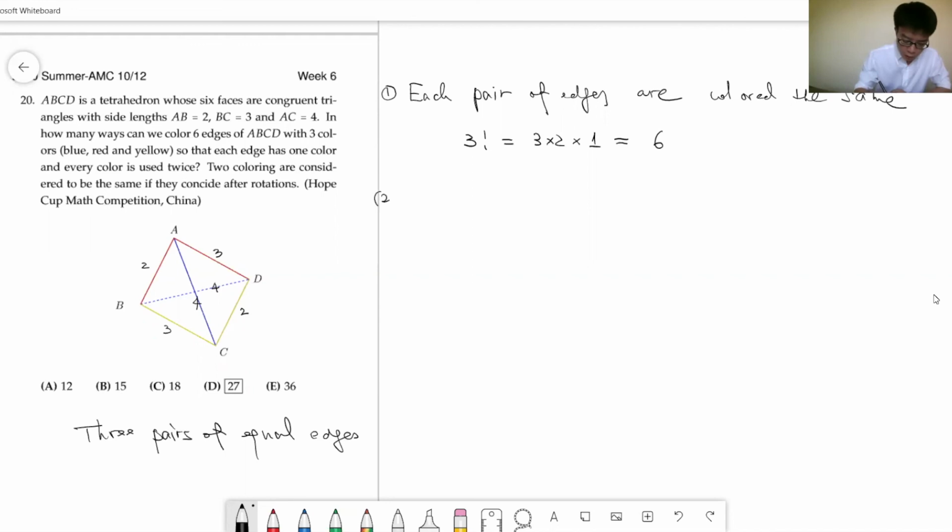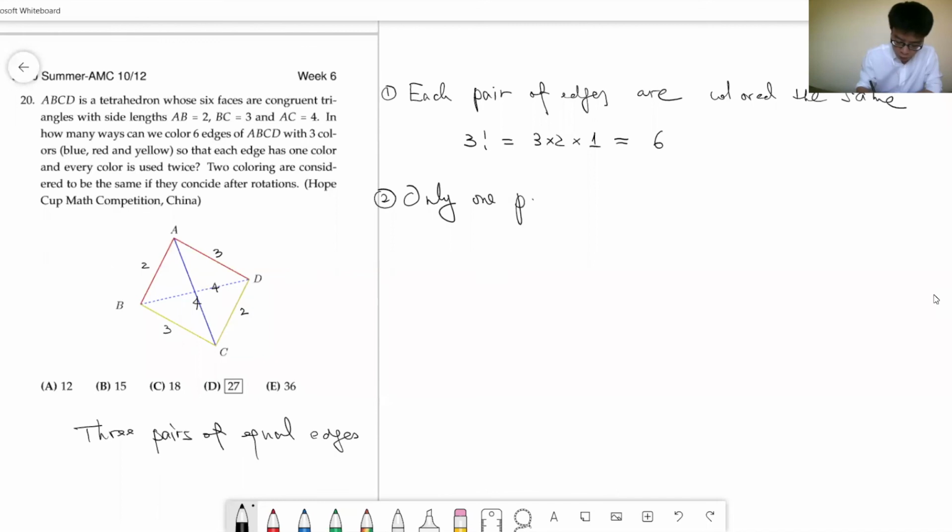Next, so we have fewer pairs of edges with the same color. All right, notice that we cannot have exactly 2 pairs of edges with the same color. If 2 pairs of edges have the same color, the third pair must also be colored the same. So we have 3 pairs. So that's discussed already. So next we need to discuss when we have only 1 pair.